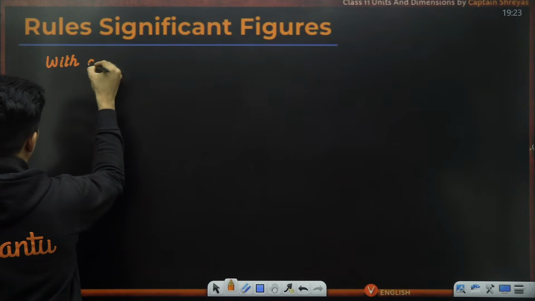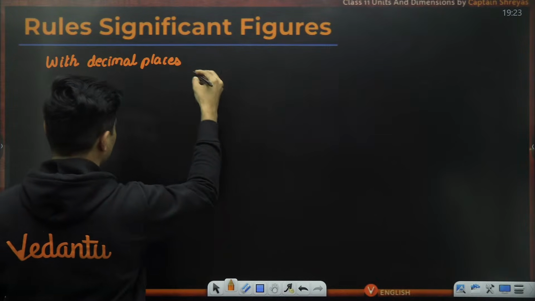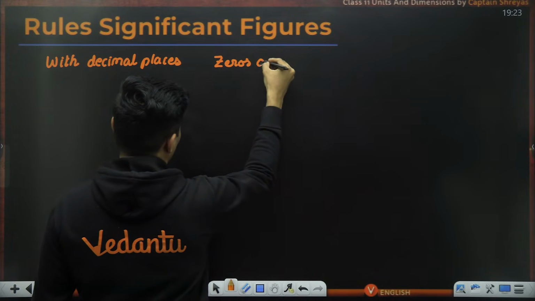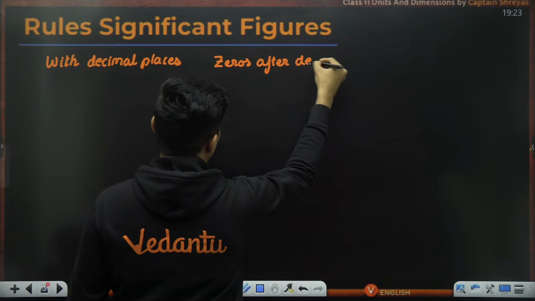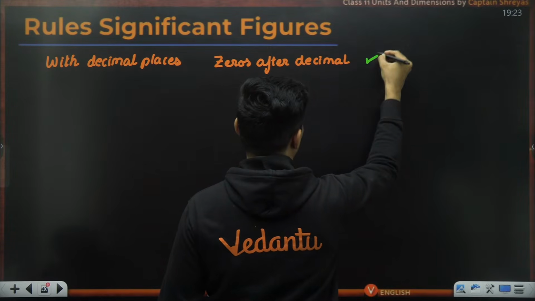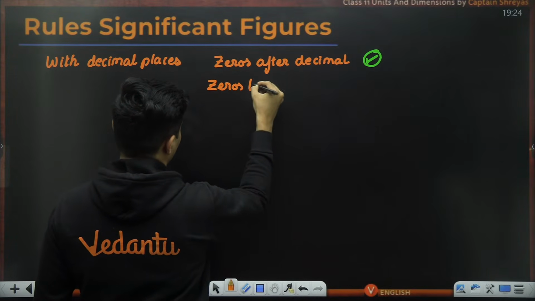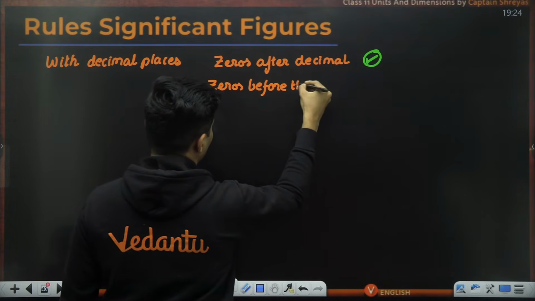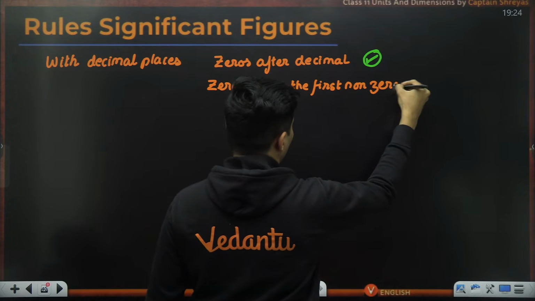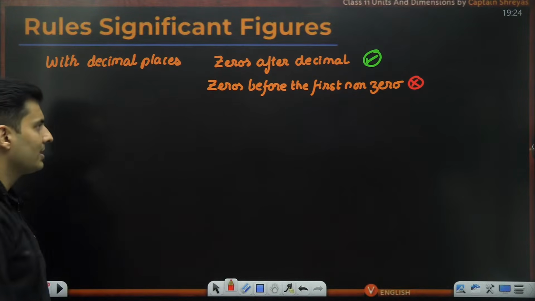With decimal places, the zeros after the decimal are always going to be significant, but the zeros before the first non-zero are not going to be significant. They are not going to be significant.